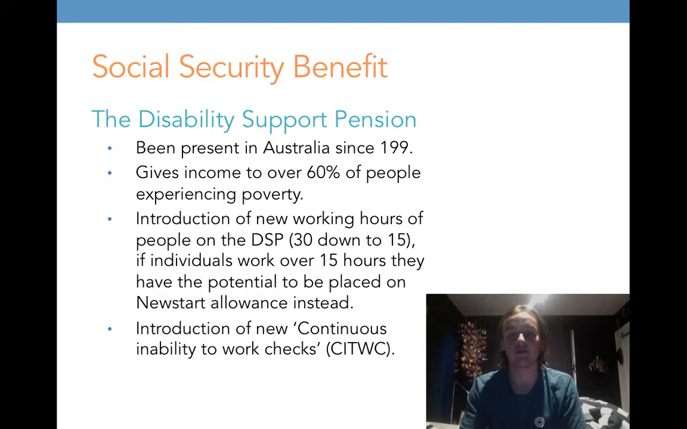Since the Howard Liberal government of 2006, serious alterations to the disability support pension have been made, including a reduction in working hours to be eligible for payment from 30 hours to 15. Individuals who were ineligible were instead either placed on the lower New Start allowance or are subtracted money from their income in relation to their hours worked and hourly rates. Recently, the government has introduced continuous inability to work checks to assess whether individuals are able to meet the 15-hour-a-week threshold, judging whether they are worthy to access the disability support pension.